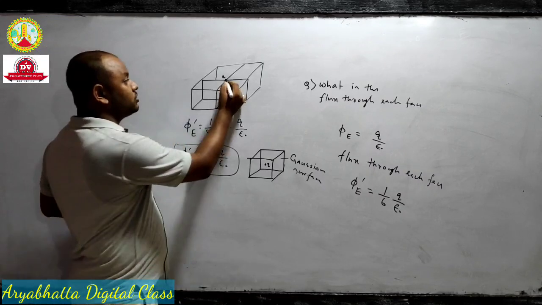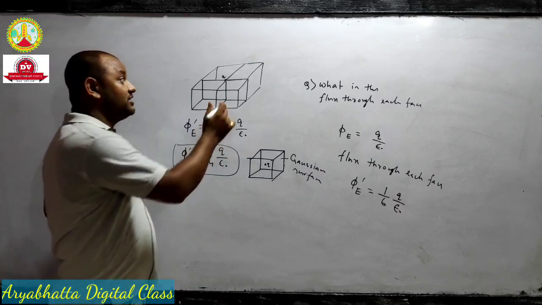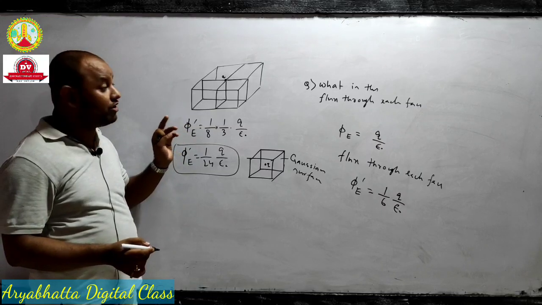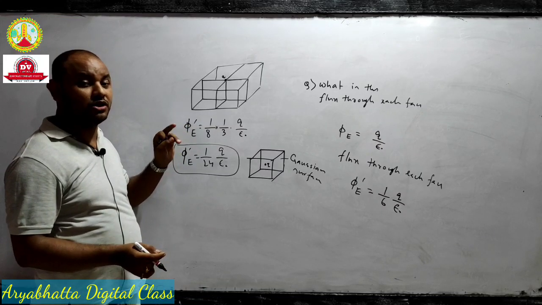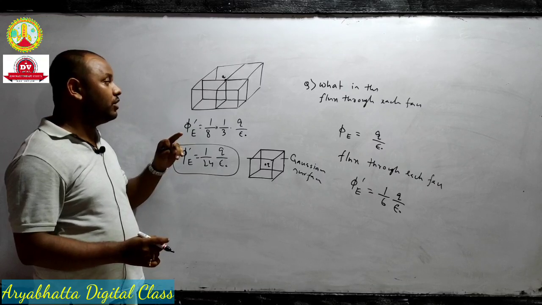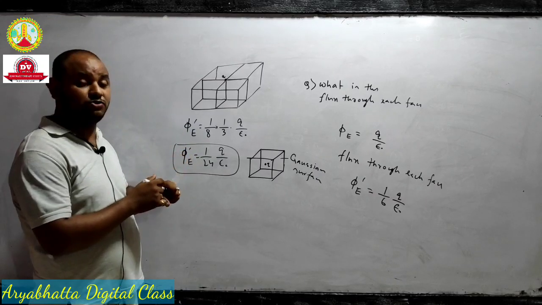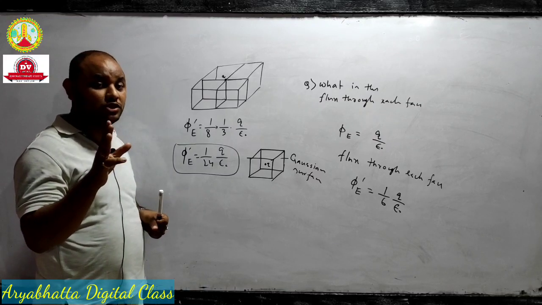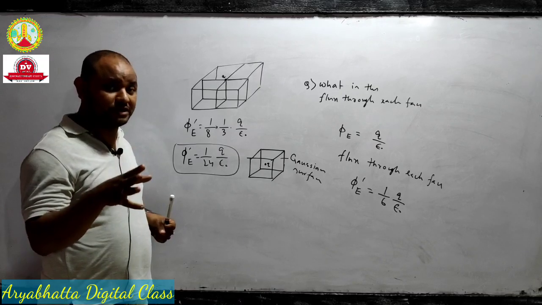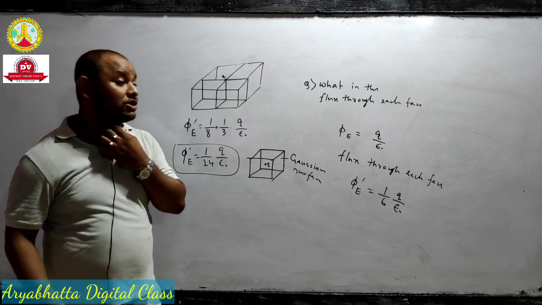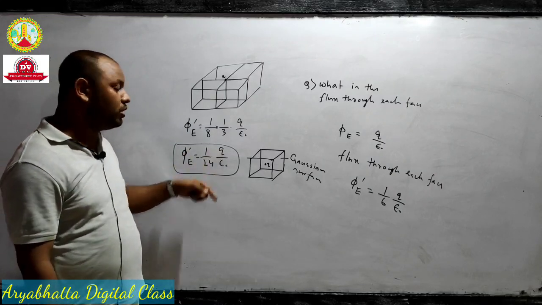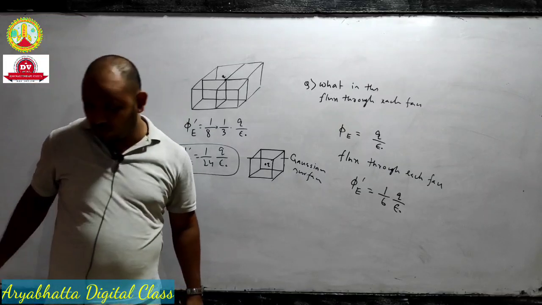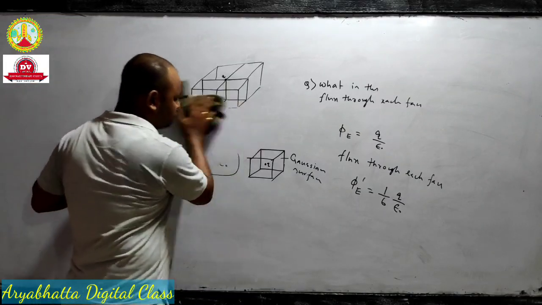This vertex is common to 8 cubes. In every cube there are 6 faces. That means total faces how much? 48 faces. But you remember, in one cube, though there are 6 faces, the electric field lines will pass through 3 faces only. That is why the flux will count only for 3 faces. The flux through each face will be 1 by 24 into Q by epsilon naught. Then you go for the next question.